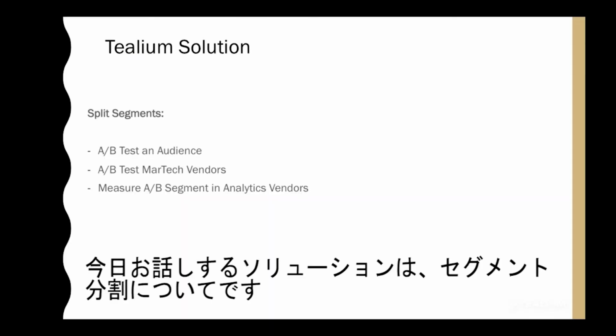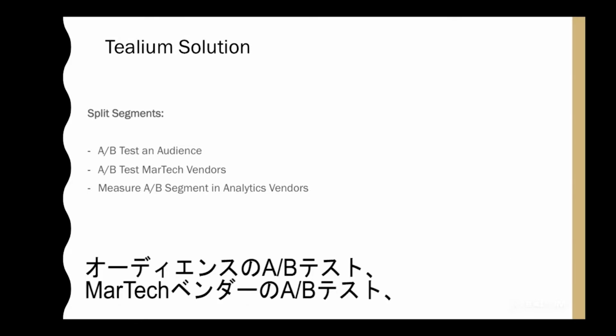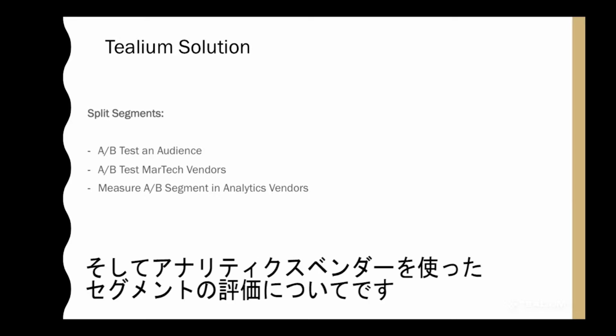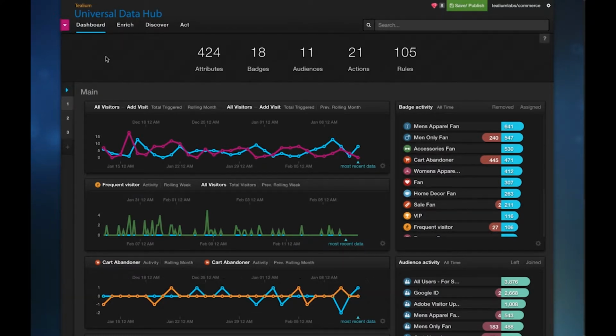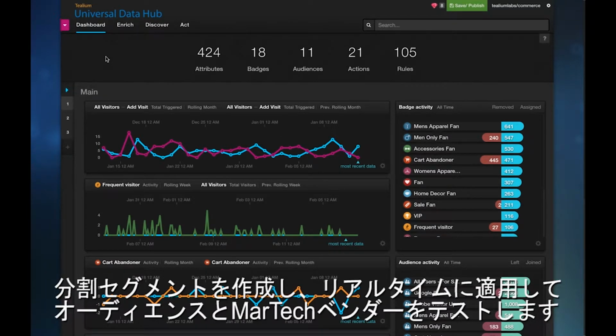The solution we'll be talking about today is how we can use split segments to A/B test an audience, A/B test marketing technology vendors, and of course pass those measurements back to an analytics vendor so you can understand the outcome of those tests. So this is the Telium Universal Data Hub, where we'll be creating a split segment and assigning values against that in real time, and using this to test audiences and different MarTech vendors.